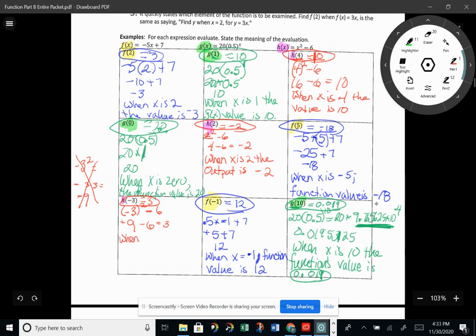So when x is -3, the output or function's value is 3. It's hard to write with my little stylus. Sorry, guys. So when that x value is -3, that function's output value is 3.